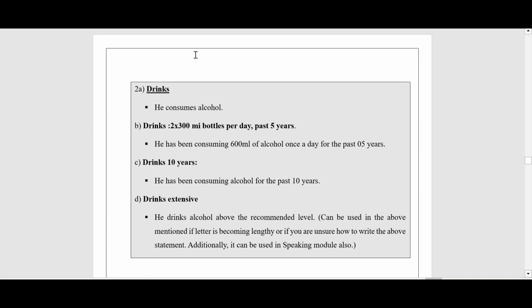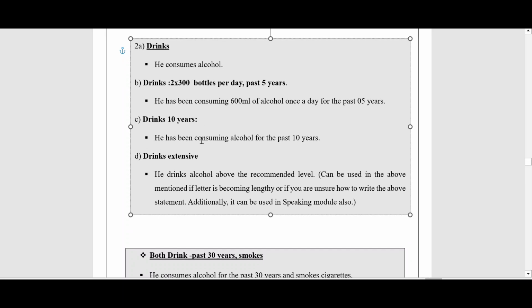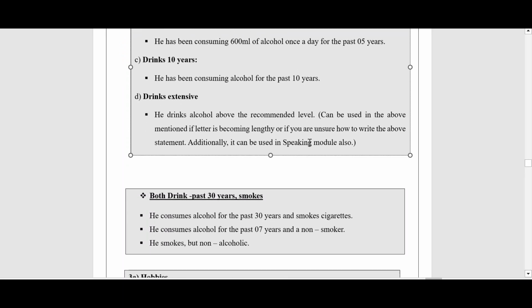If a drinking habit is mentioned in the case note, again you can write in that way. He consumes, with an s, okay, he consumes alcohol. If it is mentioned in this way, 2 3 is a 6, right? So I have mentioned the direct one. He has been consuming, because he is still drinking, okay, he has been consuming 600 ml of alcohol once a day. Per day is that, right? Once a day. Per day does not look so formal, so I have used a better version, once a day for the past 5 years. And if it says drinks for 10 years, he has been consuming alcohol for the past 10 years. You can write it in any way, based on the pattern of the case note.